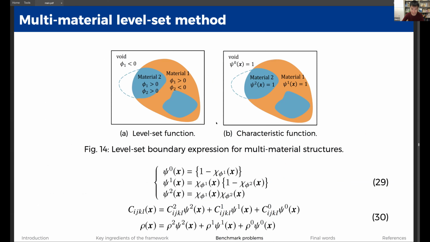To do the topology optimization using level set methods, the basic idea is to use multiple level set functions for multiple material phases. For example, in the case of two-material design, we have two level set functions. The level set function phi1 is to identify the void and solid subdomains. And we use level set function phi2 to identify solid material 1 and solid material 2. Then we can introduce an additional characteristic function psi, which is a function of chi. Finally, we use this psi to interpolate the elasticity tensor and the mass density.